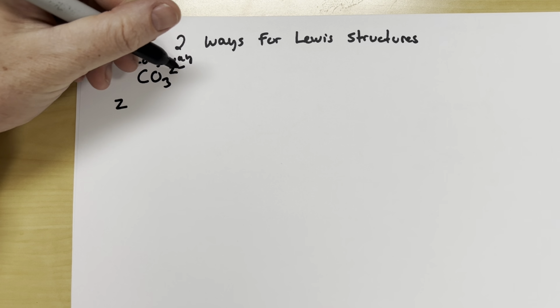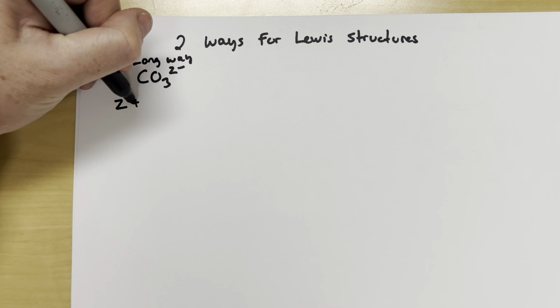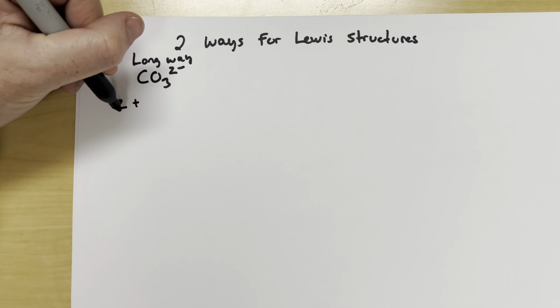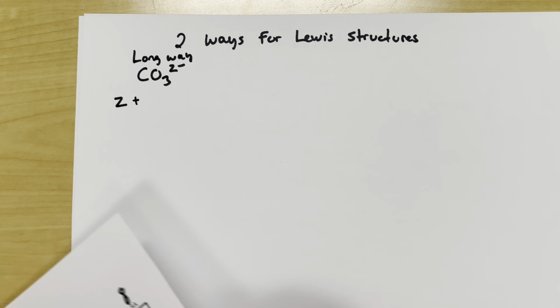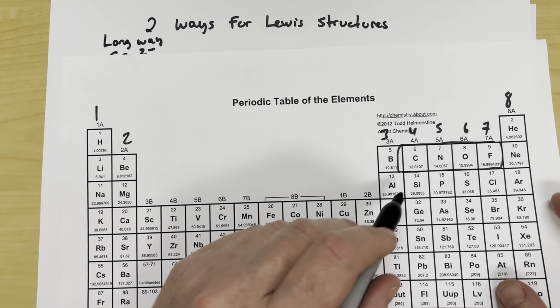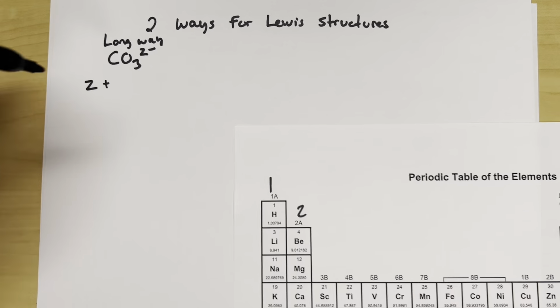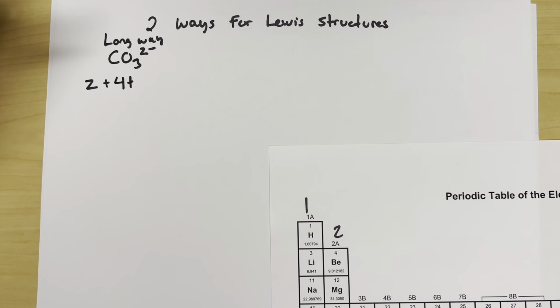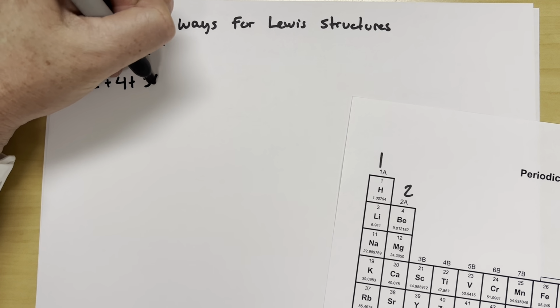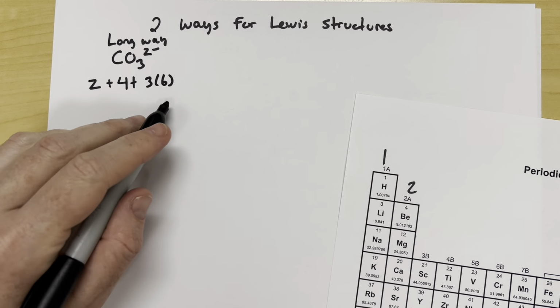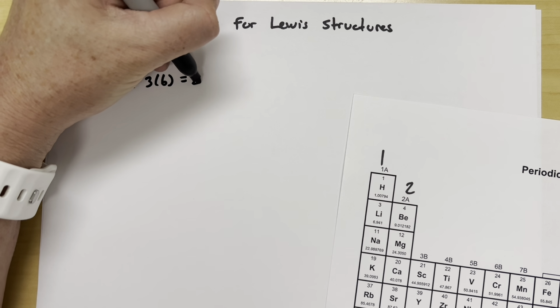So whatever the charge is, that adds extra electrons. This 2 negative is essentially saying, hey, you got 2 extra electrons. So we have to add those in. Carbon is in the 4th column, therefore it has 4 valence electrons. And oxygen is in the 6th column, so it has 6. This is 18, 20, 24 total electrons.